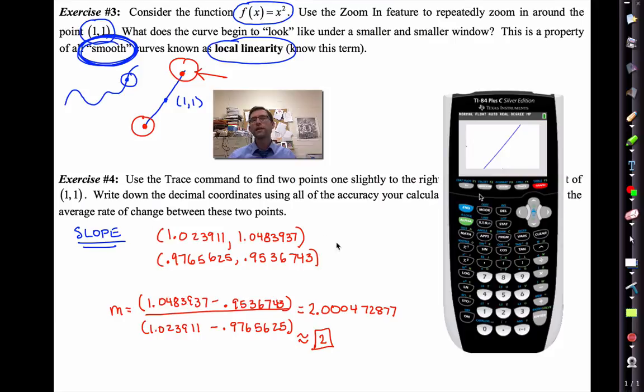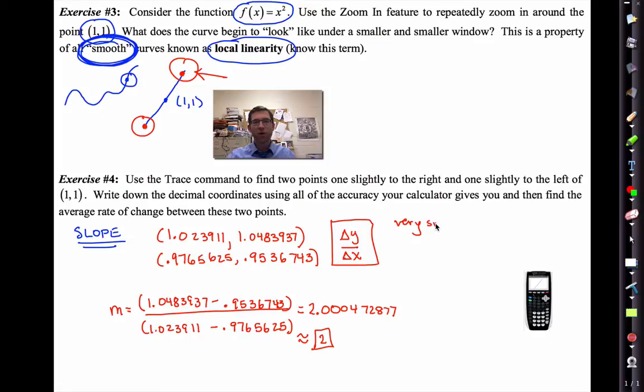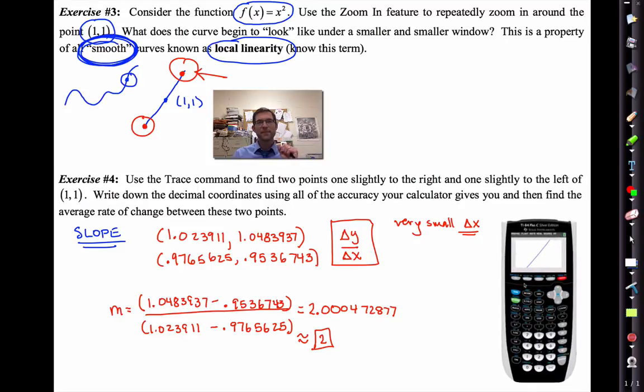Now keep in mind what I've really done. I haven't really found the slope of a line. What I've found is the average rate of change for very small delta x. That's what I've figured out. Very small delta x.